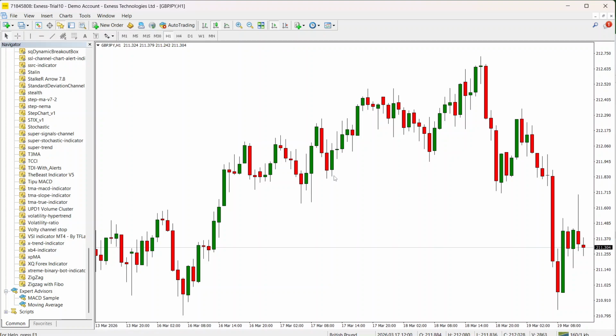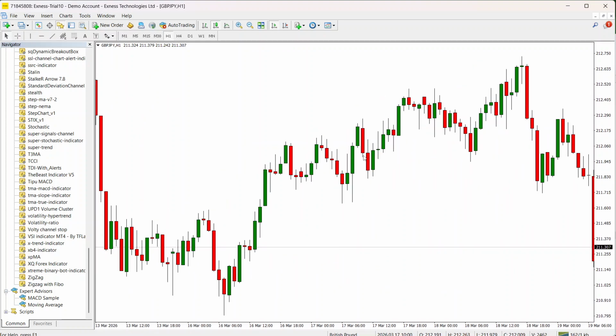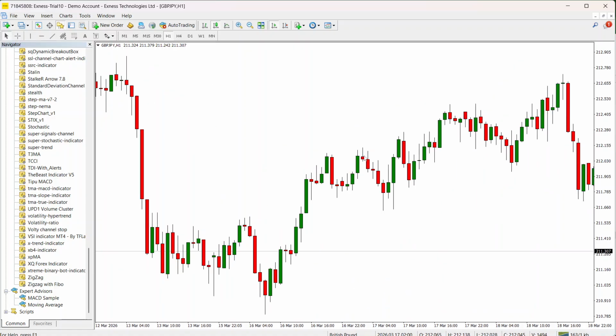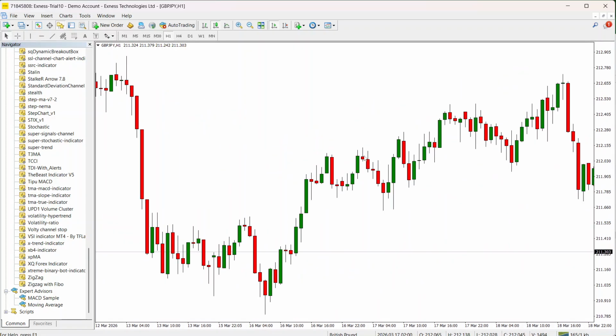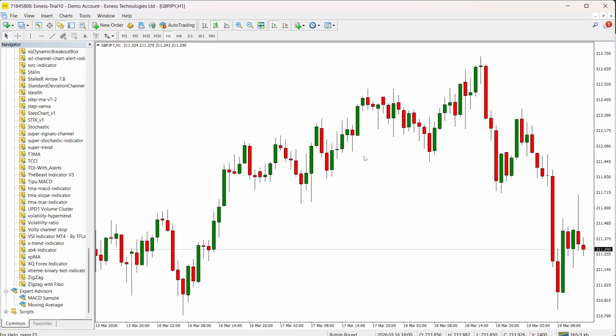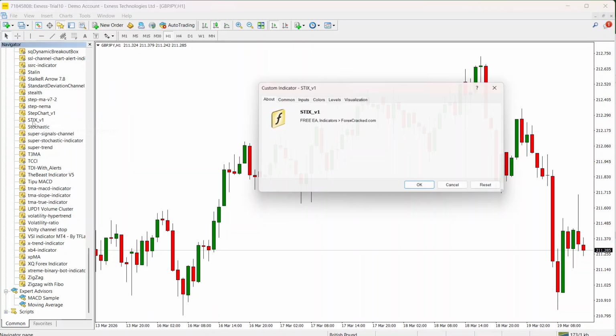Hello traders, in this video we're looking at the Stix Indicator for MT4. This tool is a custom technical indicator designed to help visualize market momentum and trend conditions directly on your MetaTrader 4 chart. At this point, I'll load the indicator on the chart so you can see how it looks in real time.